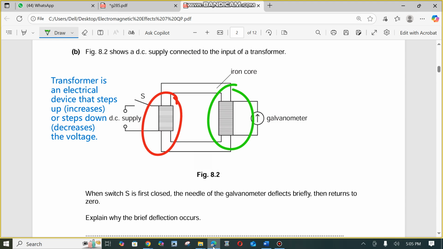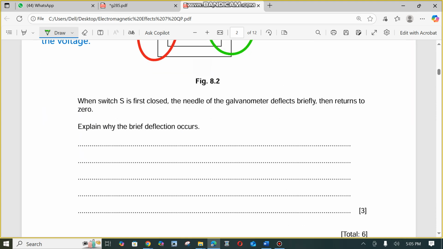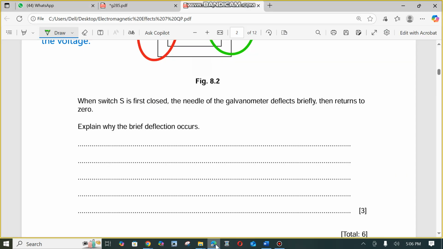Okay, so why does the deflection occur? And you have to explain for 3 grade points, which means with also the reason being there. So can you explain why the deflection is happening? When the switch S is first closed, the needle of the galvanometer deflects. Deflects means it moves here and there. Briefly means very slightly it moves and then it gets back to the zero. Why does the galvanometer needle deflect? Yes, please. Answers?